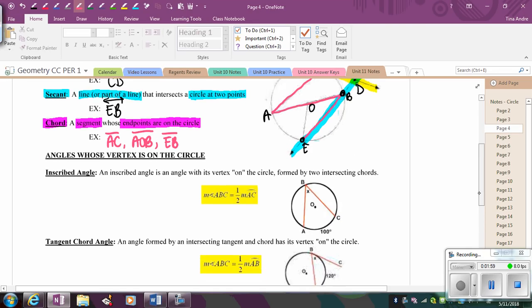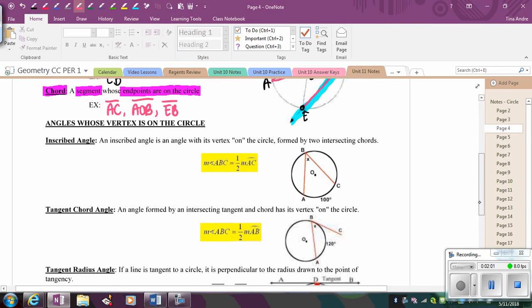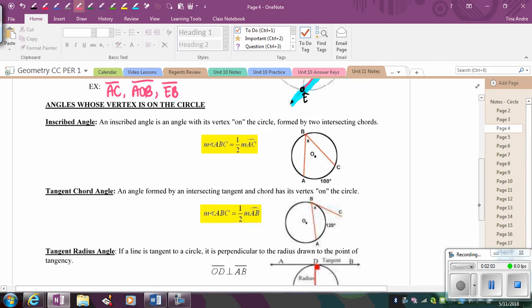So now let's look at the angles that are formed by these different types of segments or lines. The first type we're going to look at are what we're going to call on-the-circle angles, meaning their vertex is on the circle. So there are some different situations. The first one you've already seen, an inscribed angle. An inscribed angle, remember, has its vertex on the circle, but the angle is completely contained in the circle, and it's formed by 2 intersecting chords.